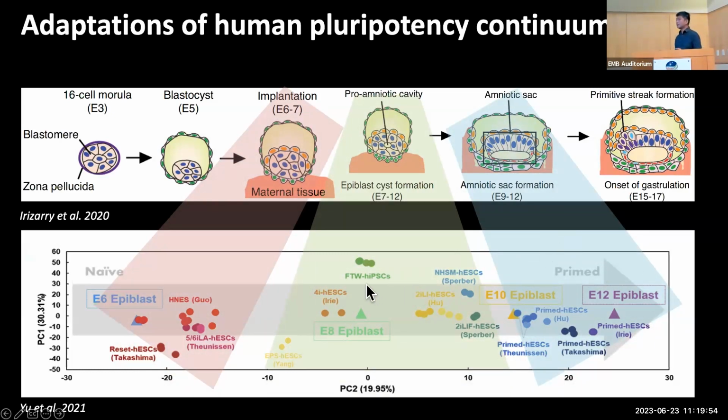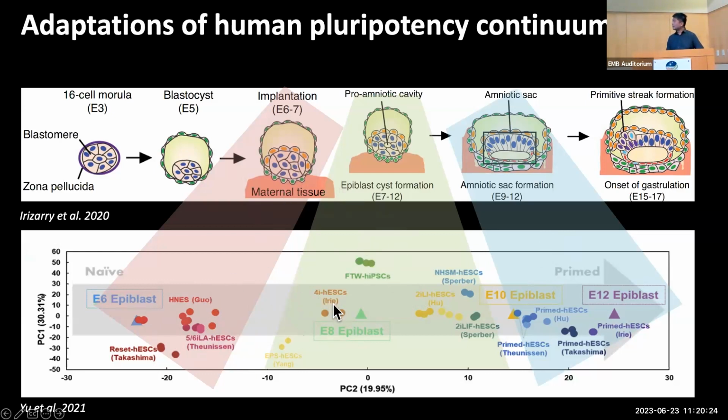And also in recent years, we have been able to generate other types of human pluripotent stem cells, as you may have heard of. Some of the cells are collectively grouped as naive human pluripotent stem cells. They are cultured in different combinations of chemicals and growth factors. Transcriptomically, they are very similar to human E6 to E7 epiblast. So they are closer to pre-implantation human blastocysts, or epiblast cells in the blastocysts.